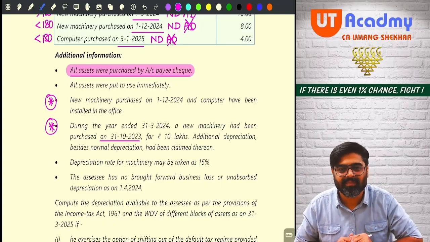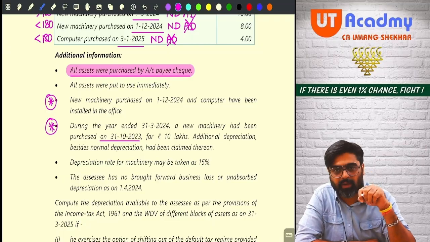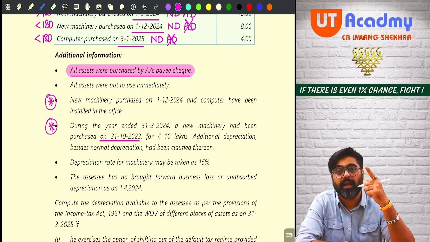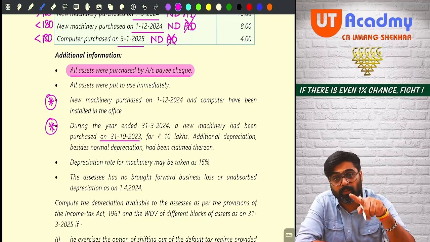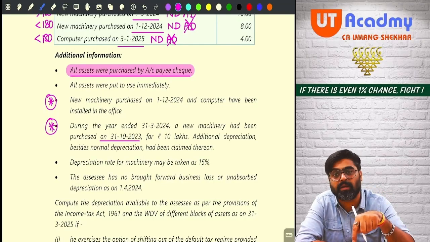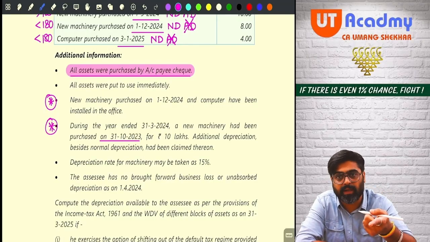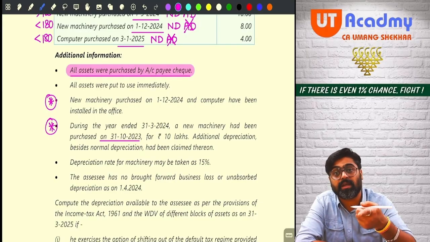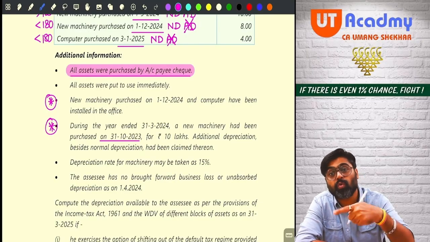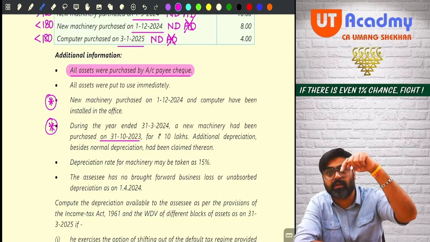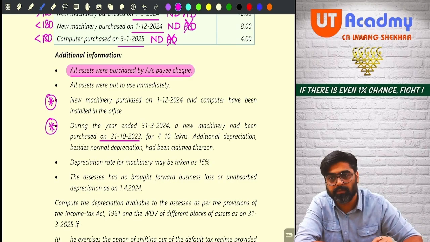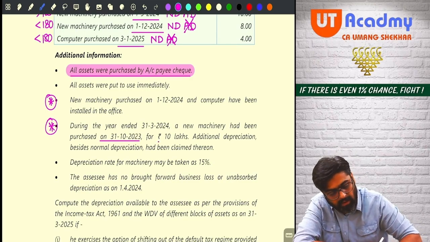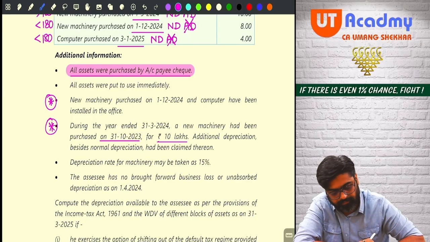So when you will be calculating additional depreciation, additional depreciation on the new plant and machinery acquired in this year will also be calculated, and the additional depreciation half amount which you could not claim in the last year will also be claimed in this year. Yes or no? And the cost of that machine was 10 lakh.